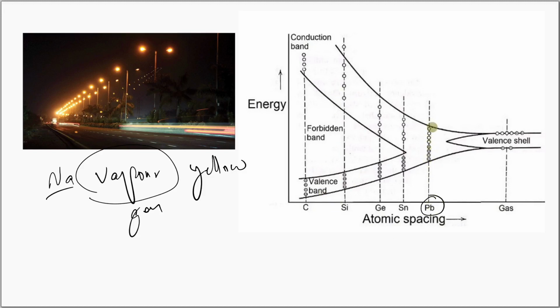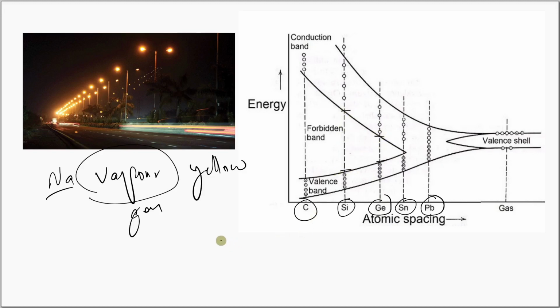Reason being, the lead is a metal. And similarly, tin. For tin also the bands are overlapping. But when it comes to germanium, silicon and carbon, the bands are separated by electron volts. Here it is a couple of electron volts.